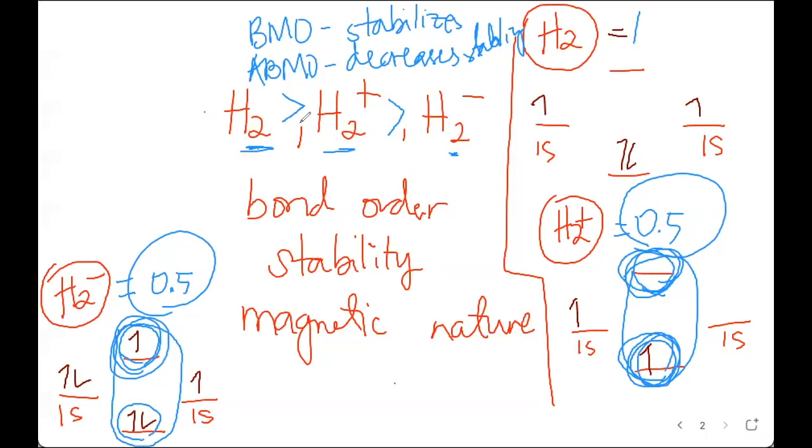Okay? How about the magnetic nature? H2 is dia po, sir. H2 positive para po, sir. And H2 negative, para.